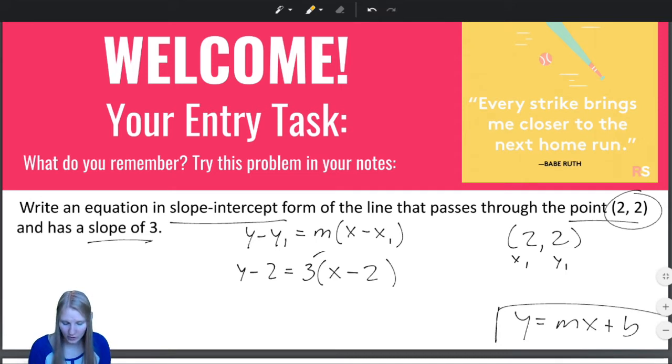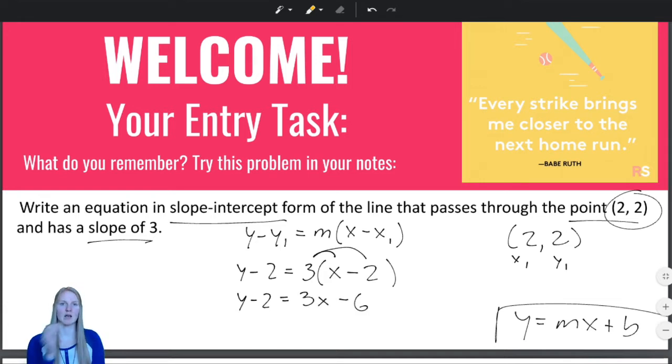So first, let's distribute our 3 with our distribution rainbows. And we have y minus 2 equals 3x minus 6. 3 times negative 2 is negative 6. Okay. And now I want to get rid of this negative 2. I want to get the y all by itself. So let's add 2 to both sides.